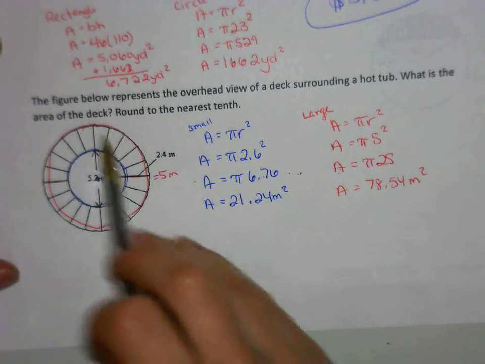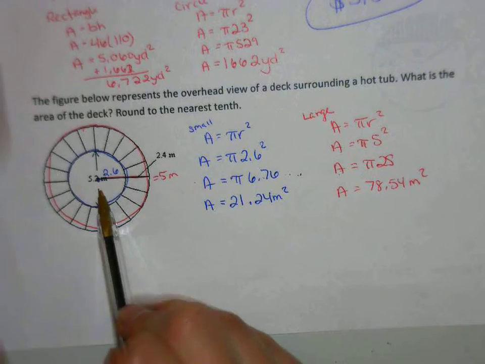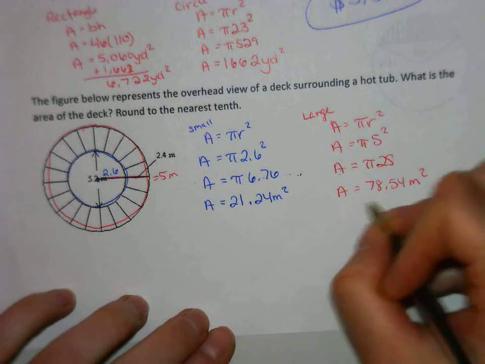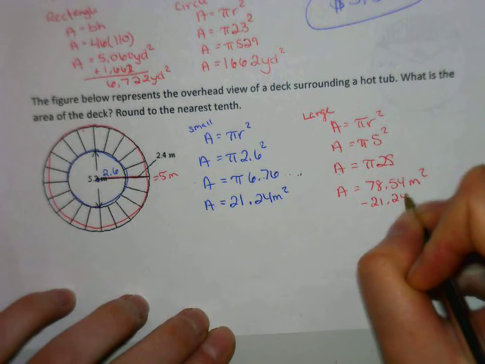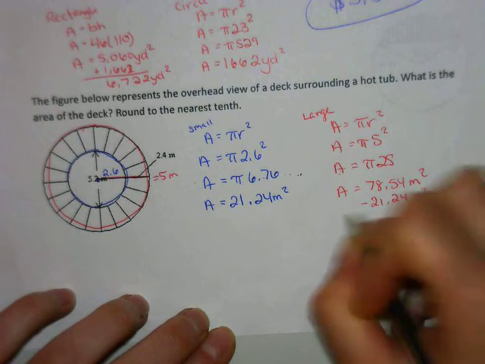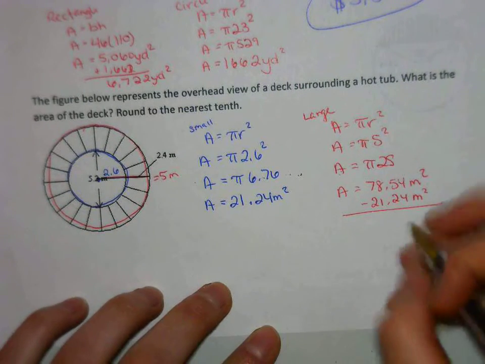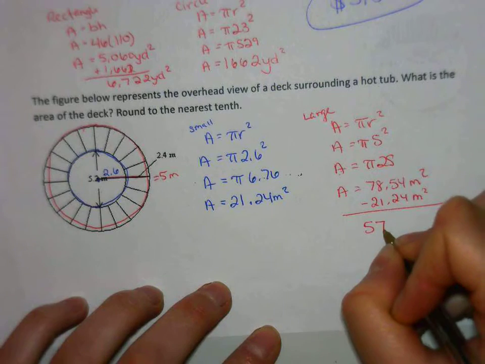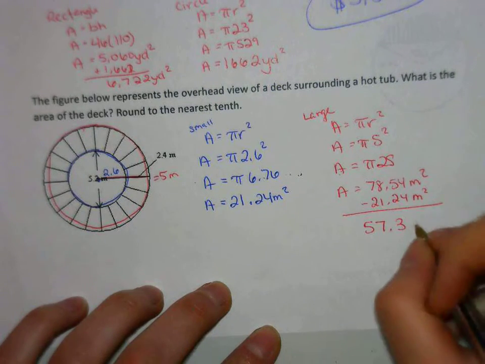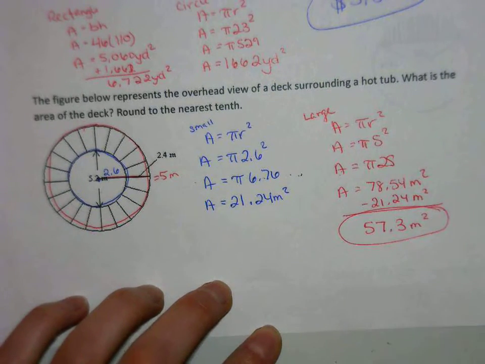So if we want the area just of the deck, not the hot tub, that means we're taking the hot tub out. So we want to subtract 21 2400ths from our large area. So that means just the deck has an area of 57 3/10 meters squared.